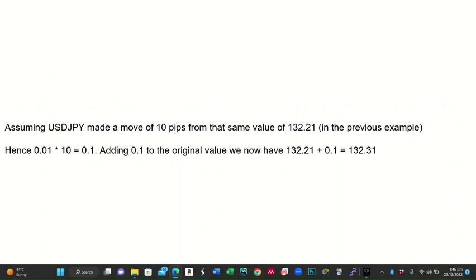So assuming USDJPY made a move of 10 pips from that same value of 132.21, which is the previous example I showed you. So how are we going to calculate it? I already told you the standard value is 0.01. So since it made a movement of 10 pips, then we are going to multiply the 10 by 0.01, then it will give us 0.1. So if you add the 0.1 to the current market price, which is 132.21 plus 0.1, then it will give us 132.31. Let me recap.